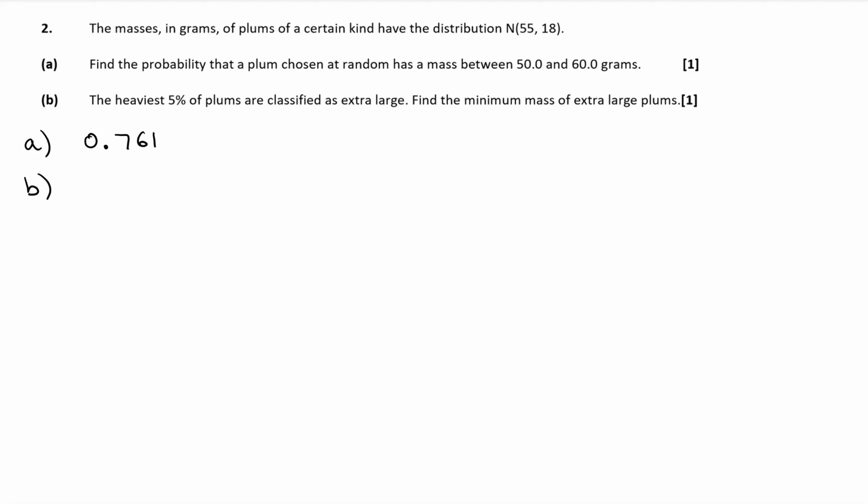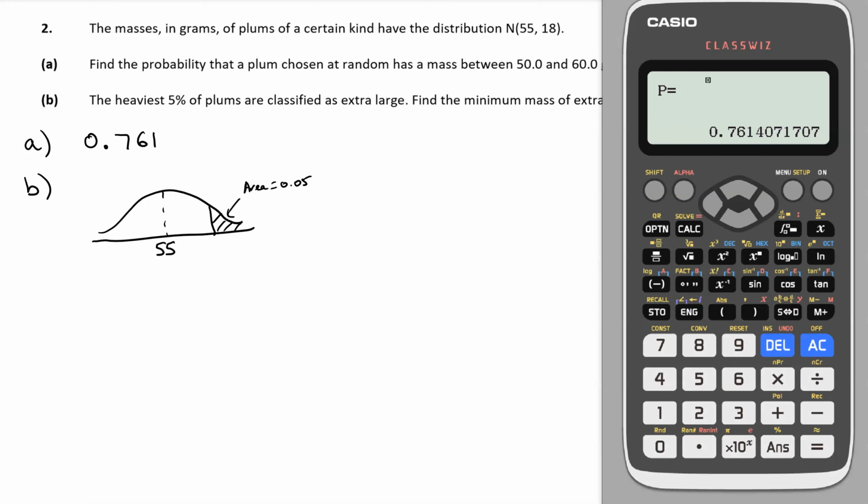Part B, the heaviest 5% of plums are classified as extra large. Find the minimum mass of the extra large plums. So we're talking about the heaviest 5%. So that's going to be in this upper region here. Okay, so we've got 55 there, and we're looking for this top 5%. So this is going to have an area of 0.05. We need to find out what's the minimum value you would need to be in that top 5%.